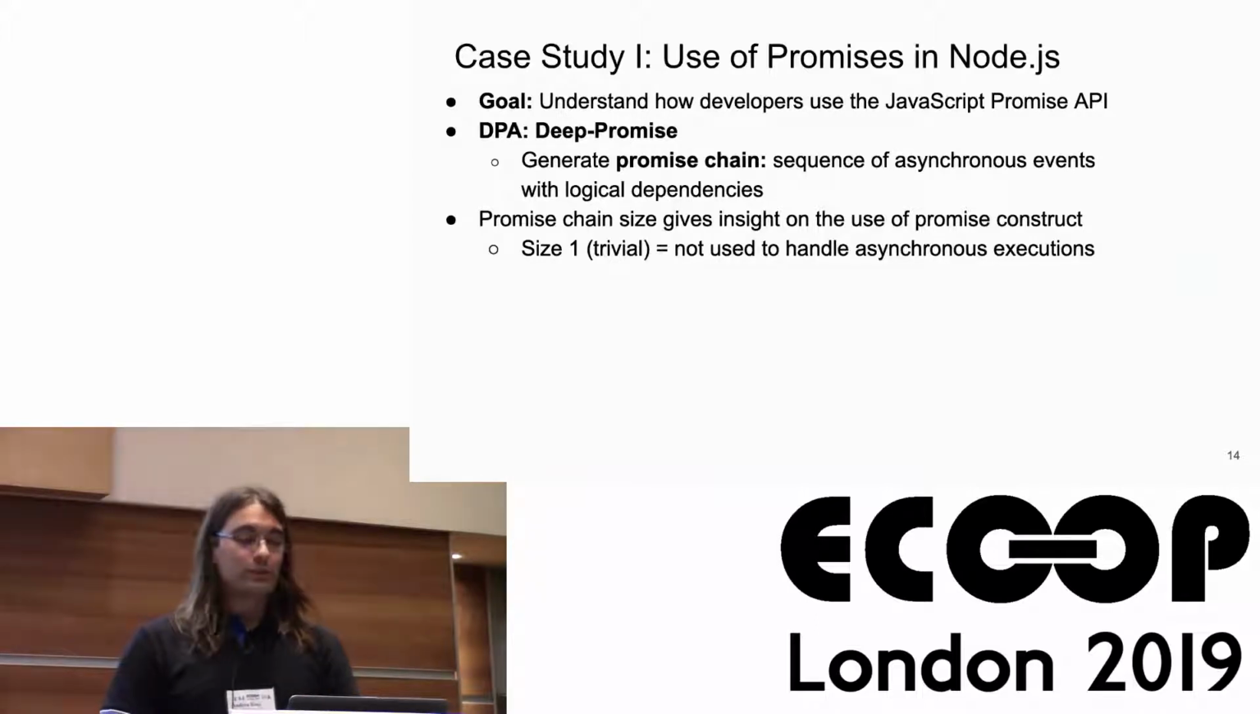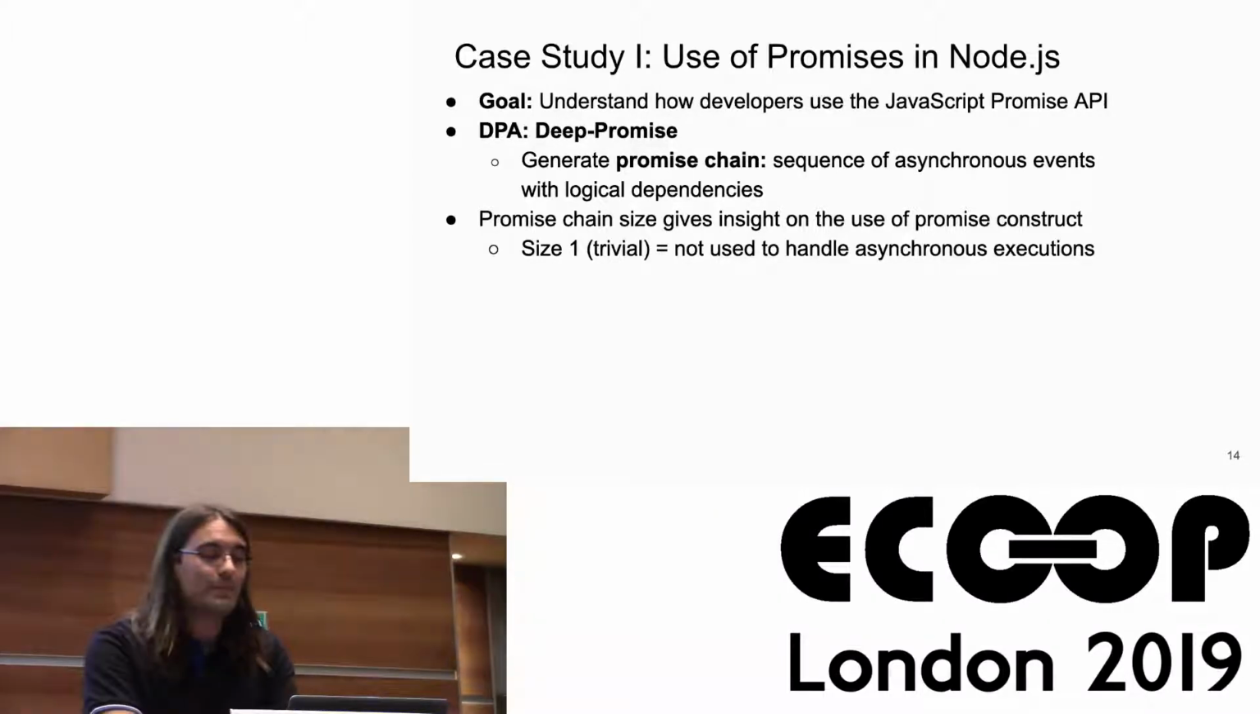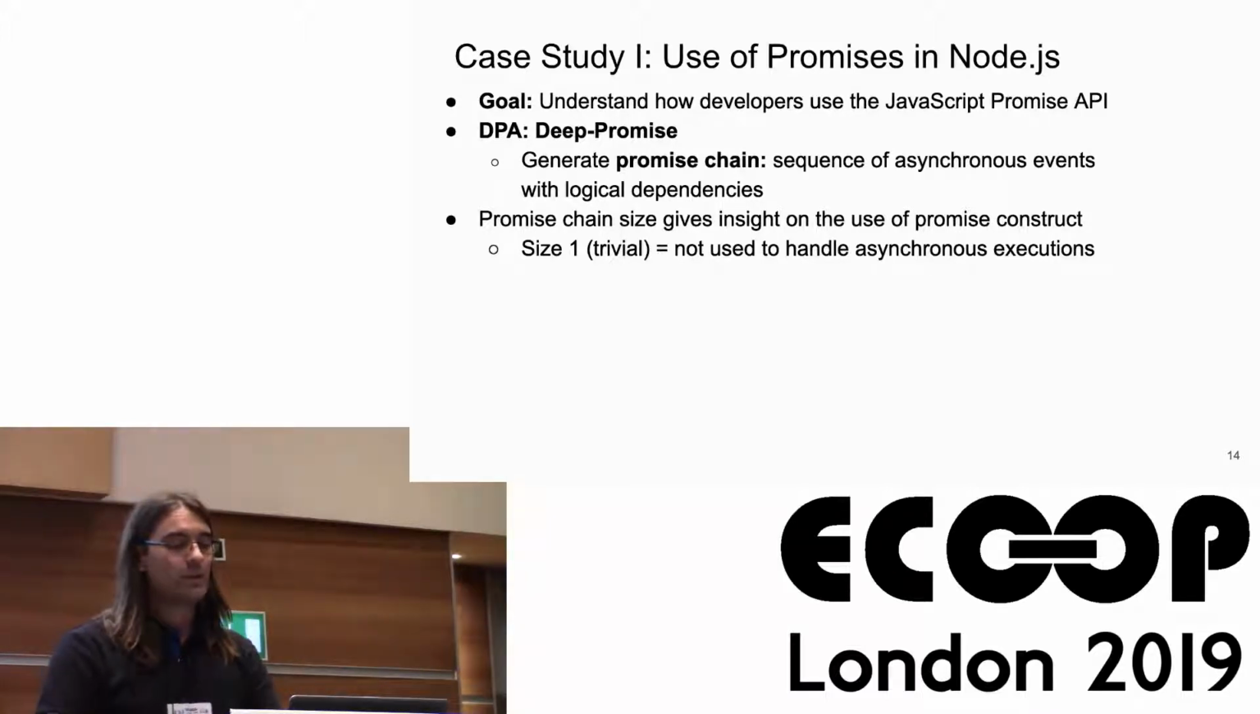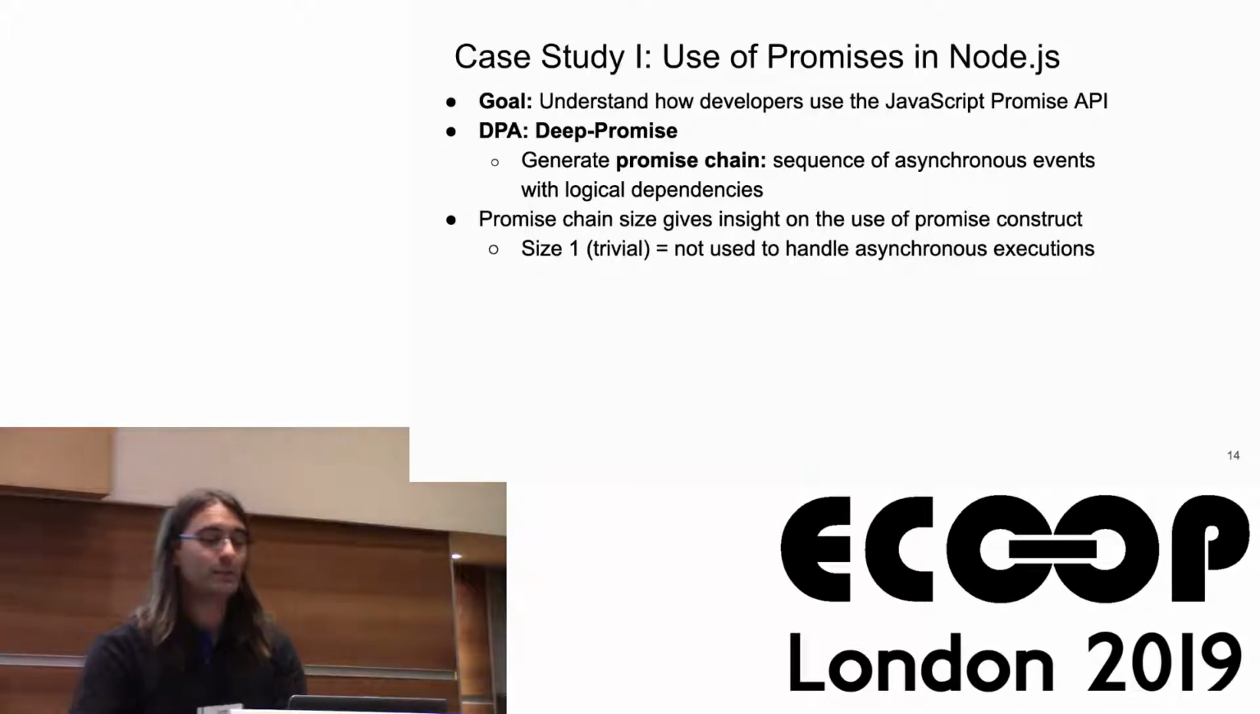The goal of the first use case is providing a better understanding of the popularity and the usage trend of the JavaScript Promises API, which is a novel language feature that enables better handling of asynchronous interactions in JavaScript applications. For this use case, we developed a new DPA, which is called Deep Promise. Essentially, Deep Promise analyzes a Node.js program and returns a set of promise chains for the application.